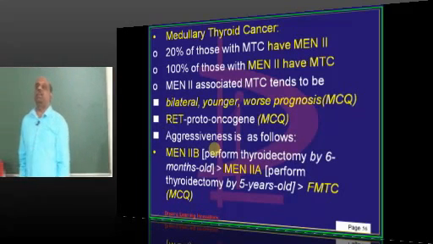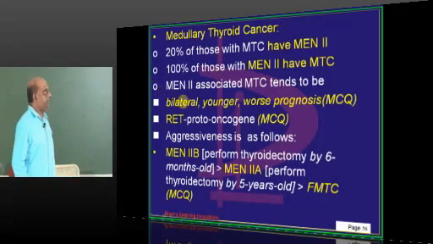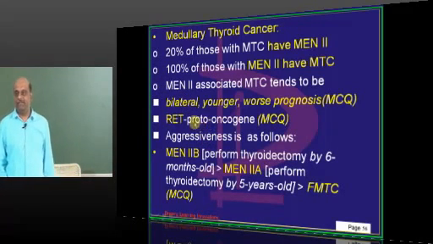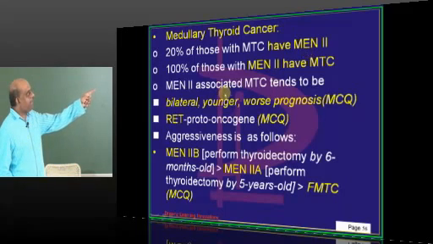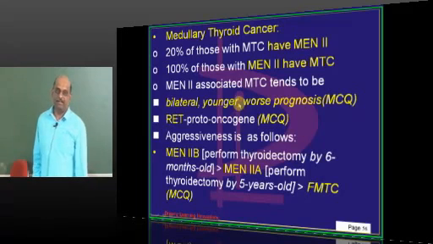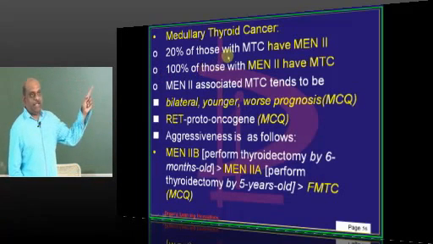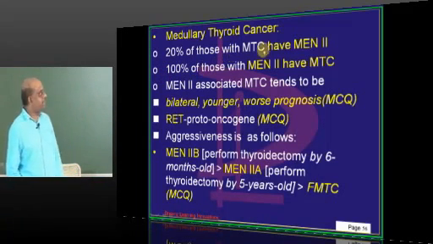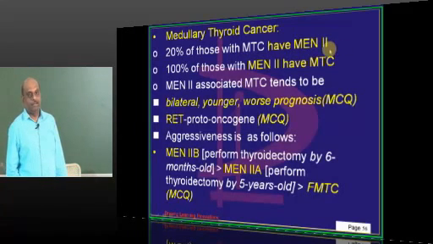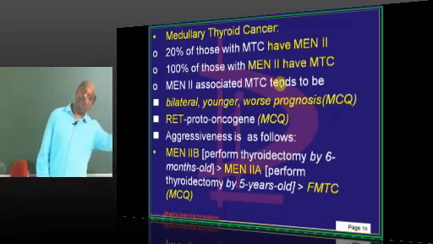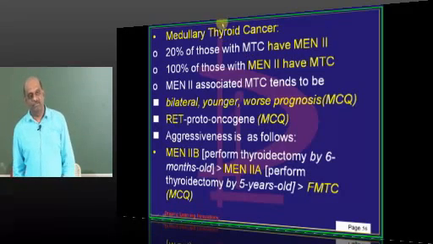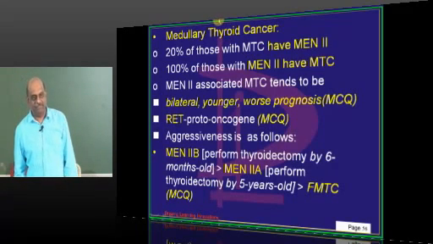Now, a few comments on medullary thyroid carcinoma which we already had reviewed. Percentages are important in medullary carcinoma of thyroid. It occurs in MEN 1 and also it occurs in MEN 2. What percentages? 20% of those who have medullary carcinoma of the thyroid will have MEN 2. But those who have MEN 2, 100% of them will have medullary thyroid carcinoma.